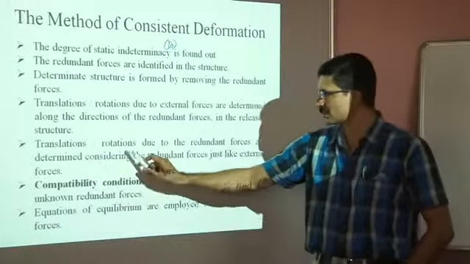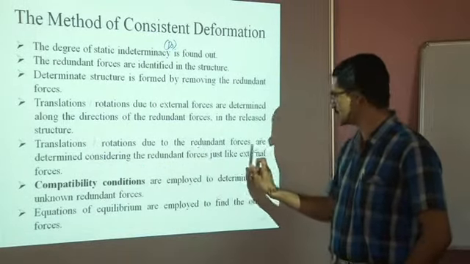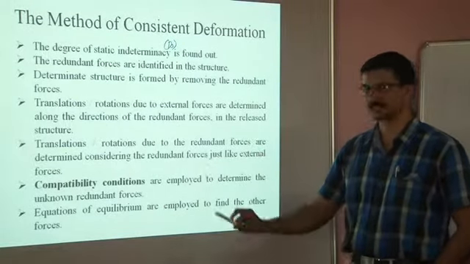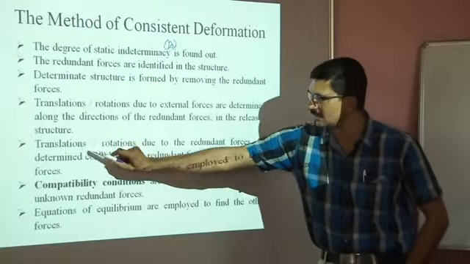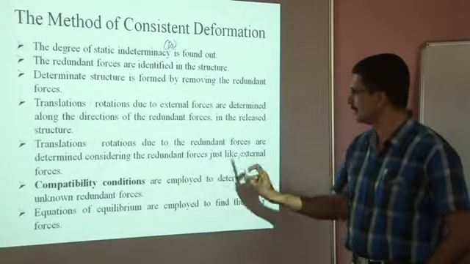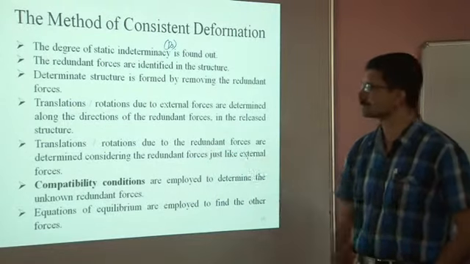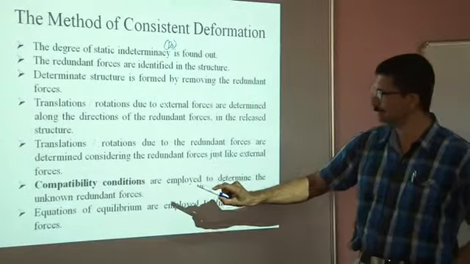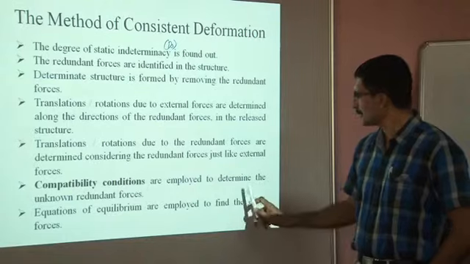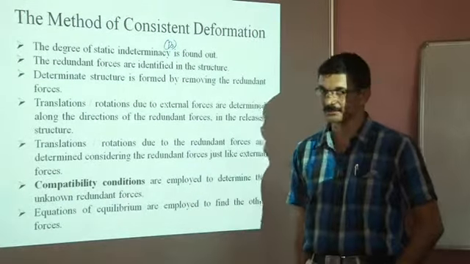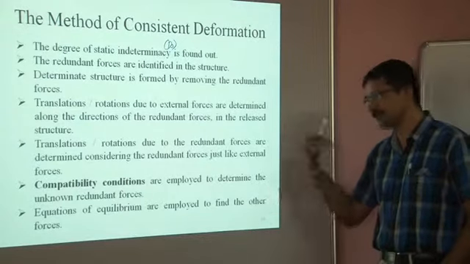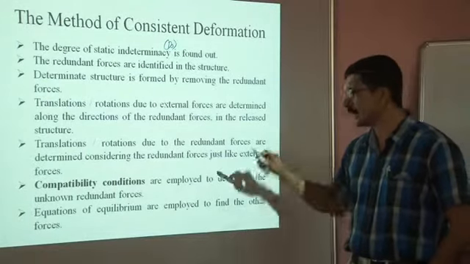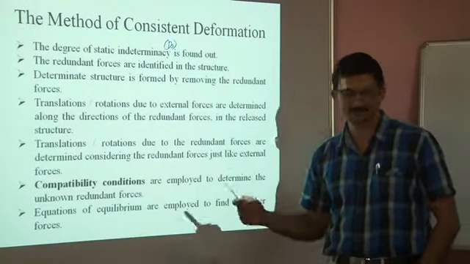Again, translations or rotations due to the redundant forces are determined, considering the redundant forces just like external forces, and we are going to get these displacements, that is translations and rotations, in terms of the unknown forces or redundant forces. Once we do that, we can apply the compatibility conditions available from displacements or from geometry to determine the unknown redundant forces. That is the procedure. Well, once you find out these unknown forces, we can apply the equations of equilibrium to find out the other forces, for example, the other reactions or bending moments or shear force.